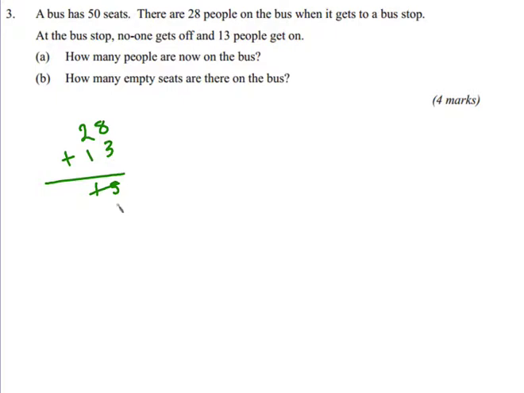8 plus 3 is 11, carry the 1. 1 plus 2 is 3, plus 1 is 4. So now there's 41 people. And don't just write 41, actually write down there's 41 people, don't be lazy. And 3b, sorry. How many empty seats are there on the bus? Well, there's 50 seats, there's 41 people in there. There's going to be 9 empty seats.